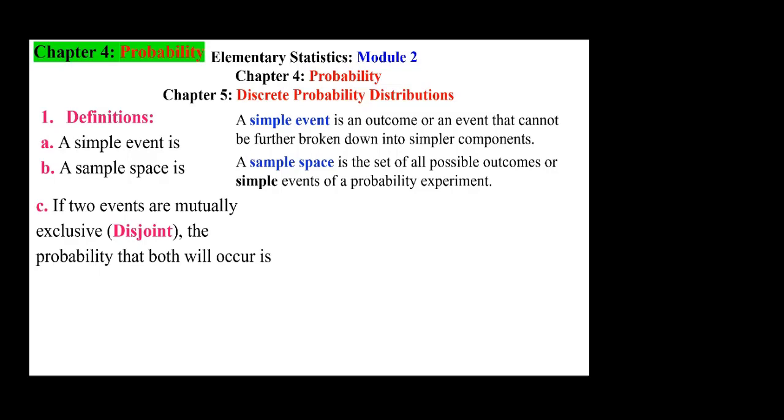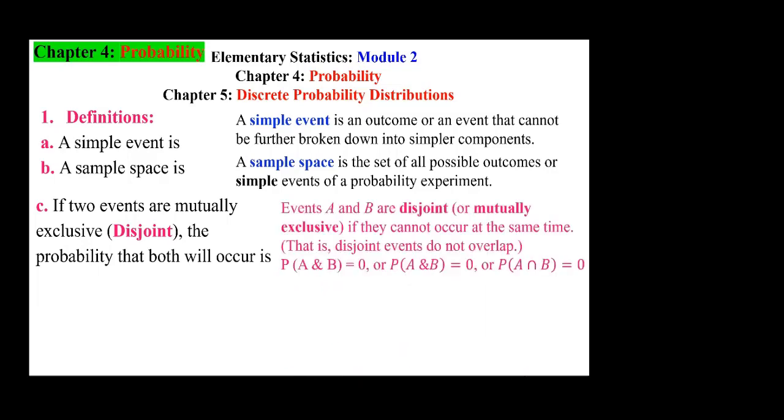If two events are mutually exclusive or disjoint, the probability that both will occur is 0. Here's the definition. Events A and B are disjoint or mutually exclusive if they cannot occur at the same time. That is, disjoint events do not overlap. There is no intersection between the two. Probability of A intersection B, we write it in this format or in this format, is equal to 0 because A intersection B is an empty set. Intersection of A and B is an empty set. This is phi representing an empty set.